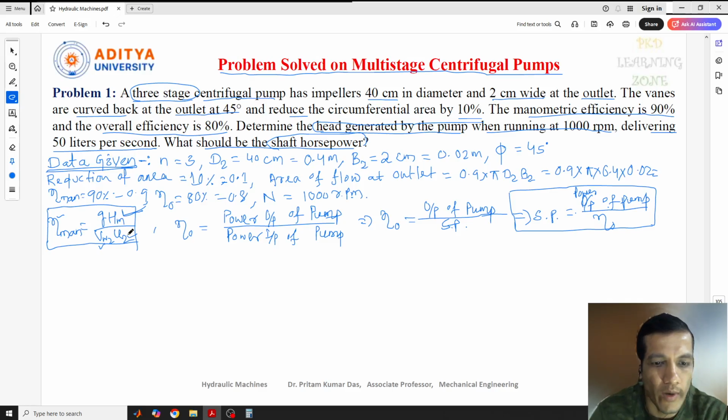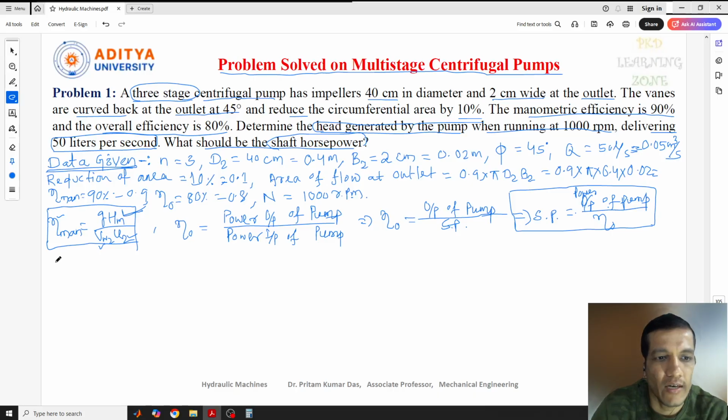In the data given, one more data we have not written, that is 50 liter per second. That is the discharge given. So let me write Q equals 50 liter per second, and if we convert into meter cube per second by dividing by 1000, we get 0.05 meter cube per second. This is our discharge. To calculate Vw2, which is present at the outlet condition, first we'll calculate the U2.